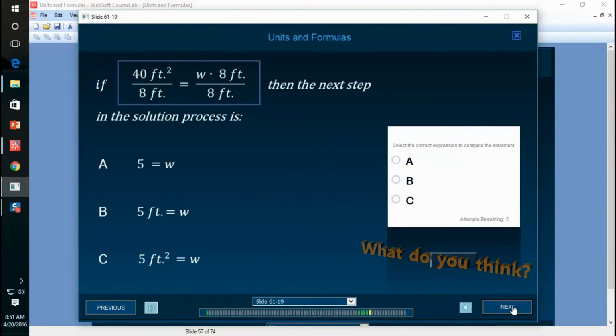If we are at this step in the solution process, the next step would be which of the following? Good, our answer choice is B. 5 feet equals W, or W equals 5 feet.